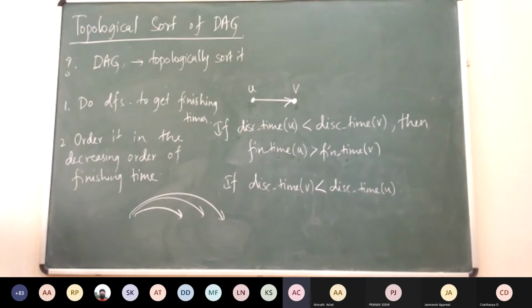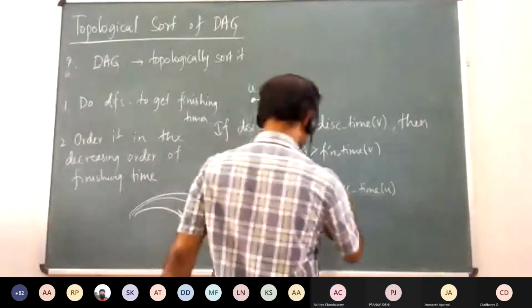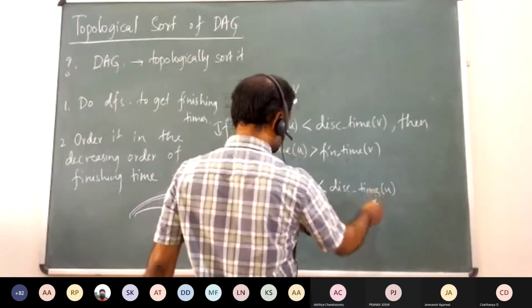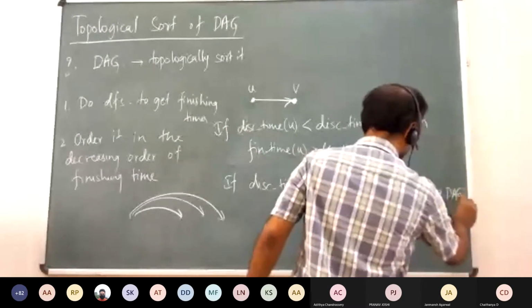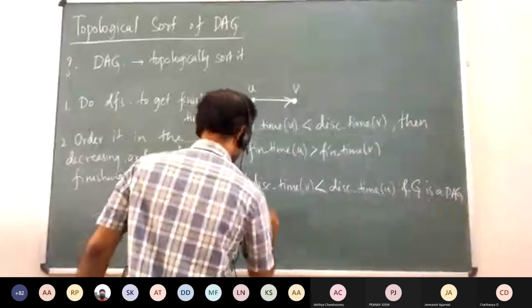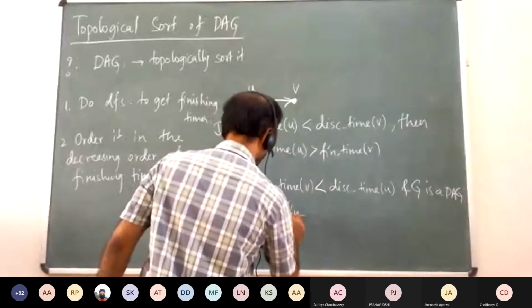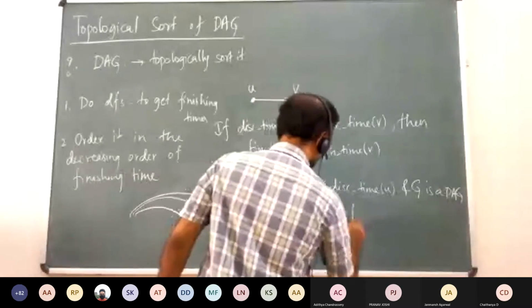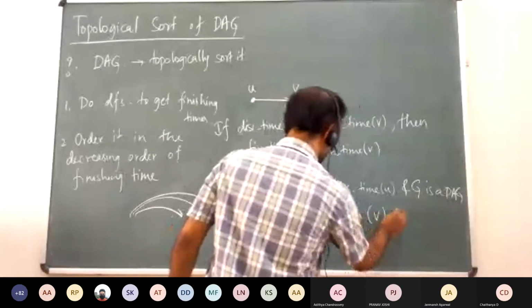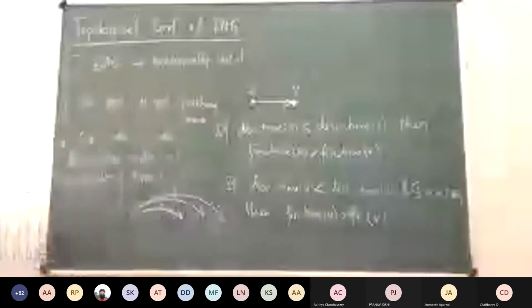So since this graph is not a cycle, it's acyclic. Finishing time of V won't be after U; it will be less than U only. So you are saying that if discovery time of V is less than discovery time of U and G is a DAG, then still finishing time of U will be greater than finishing time of V. Is this true? Is this what you are saying, Aditya?